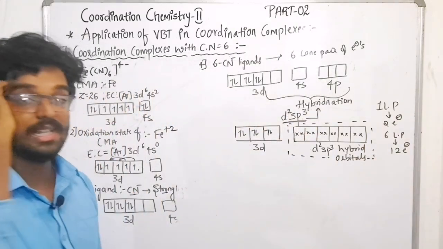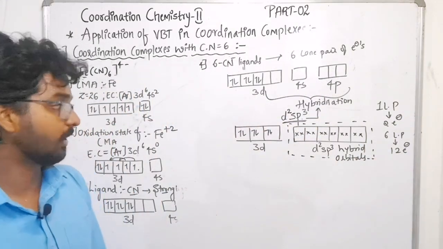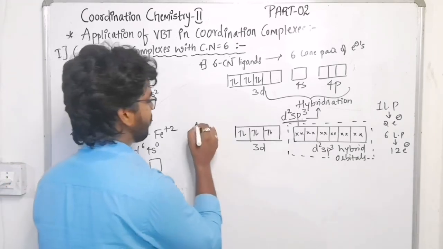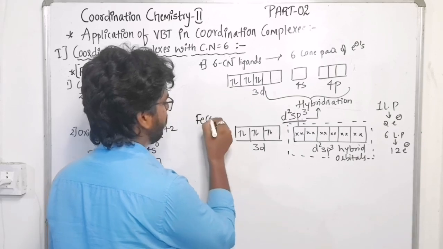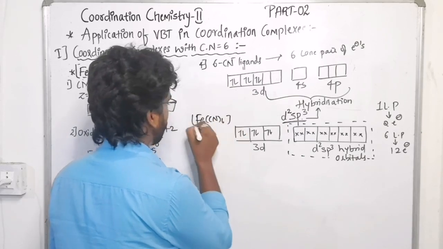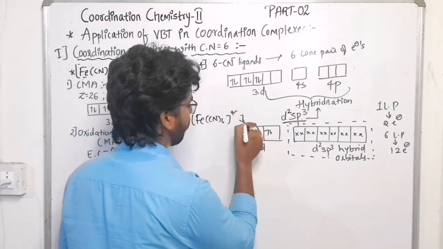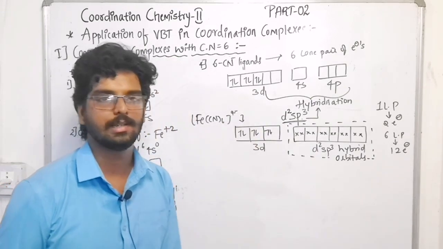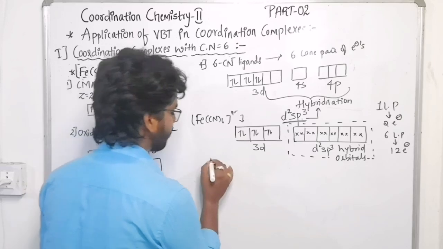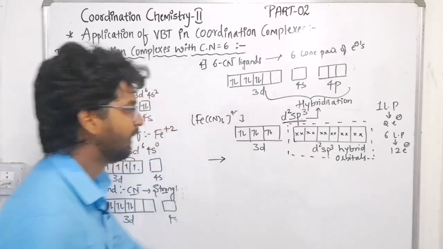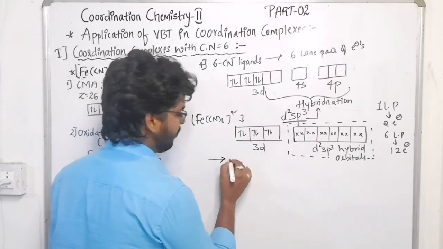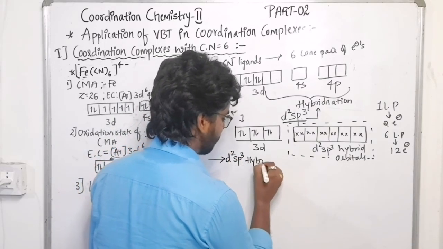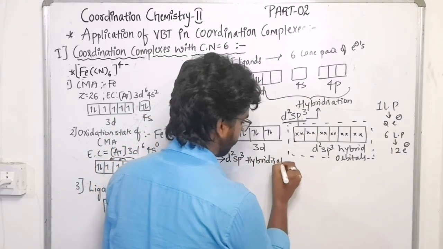It is a d2sp3 hybrid orbital. Hybridization is undergoing, and there is a formation of the complex here. So this is the diagrammatical representation of the Fe(CN)6 4 minus orbitals. Okay, now let us write the result soon after this. Which type of hybridization? d2sp3 hybridization it is undergoing.